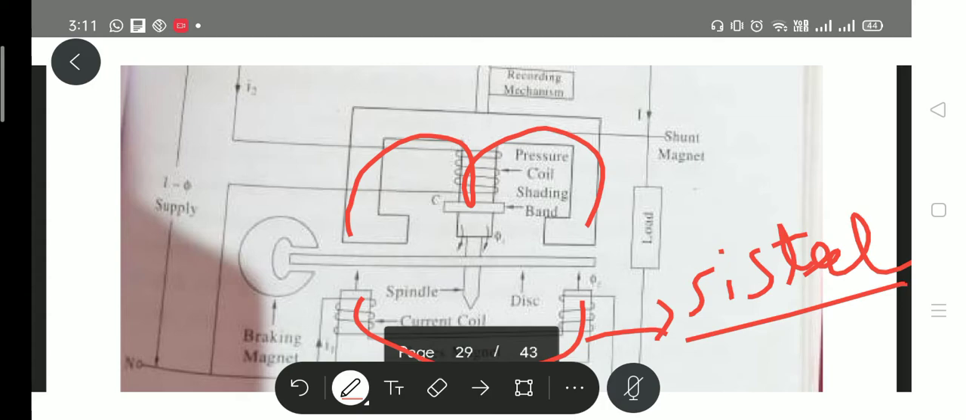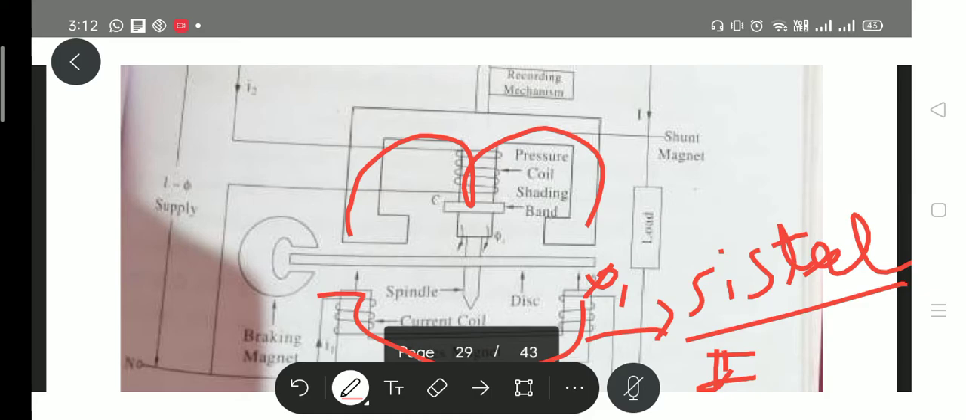And the series magnet is excited by the load current, because here we have connected the current coil. In this series magnet we connected the current coils, at both ends. From this current coil we can generate the flux phi 1, and the current in this current coil is I.